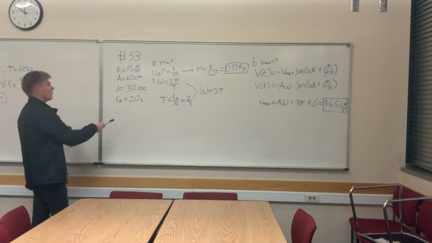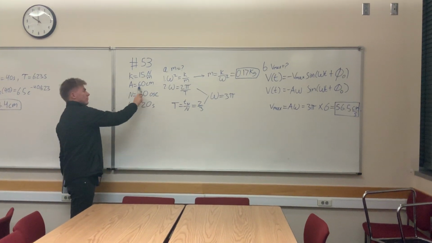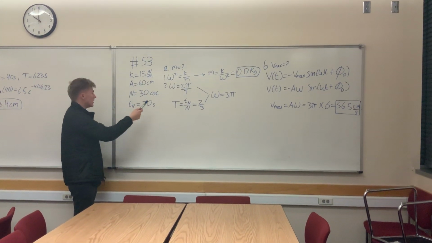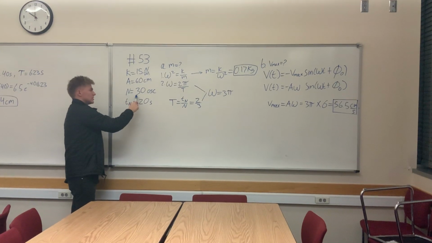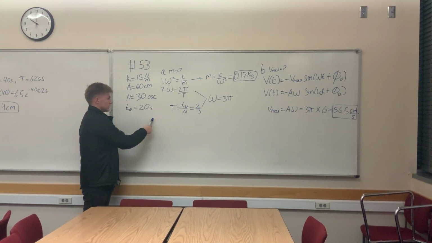So this is what we know. We know that the spring constant is 15 Newton per meter. We know that our amplitude is 6.0 centimeters. We know that our number is 30 oscillations and that the time it took was 20 seconds.